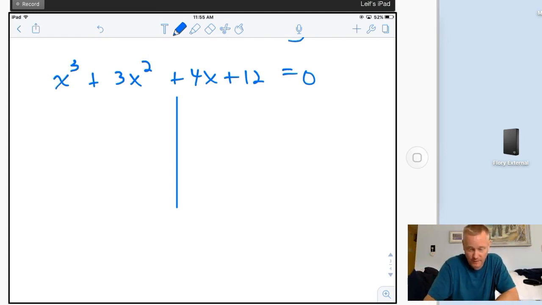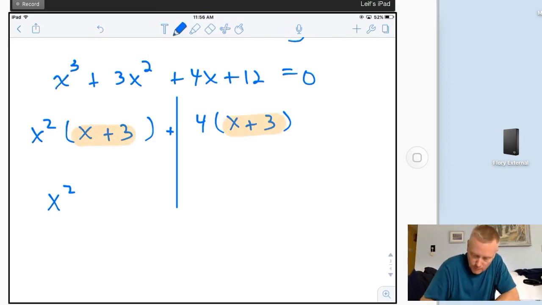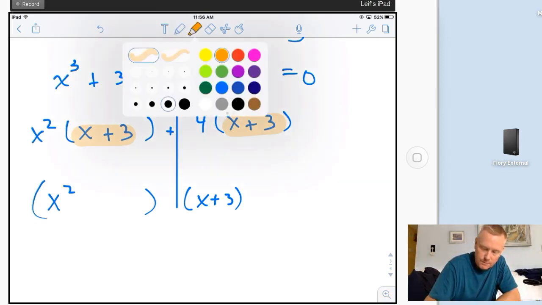Because I'm looking at the right and I see if I pull a 4 out of both 4x and 12, I'm left with x plus 3. And that's going to be nice over here because the left side is really x plus 3, but if I pull out an x squared, then I'm left with x plus 3. And lo and behold, my parentheses match. Now, what's inside the parentheses will be one set of parentheses, the x plus 3. The other one will be what's outside the parentheses, which would be x squared plus 4.